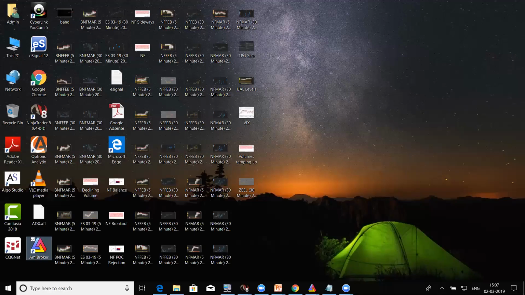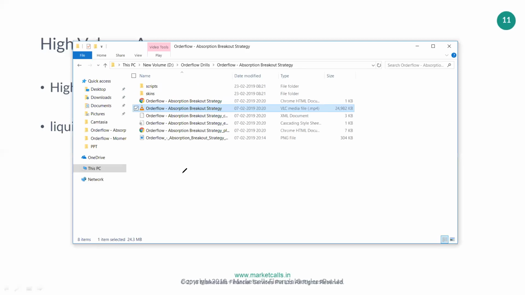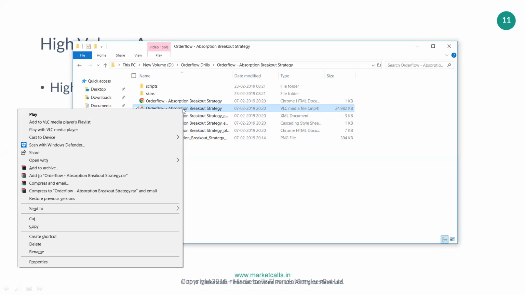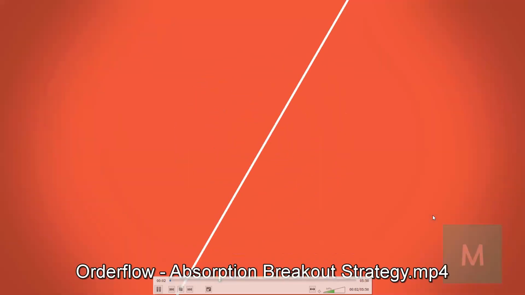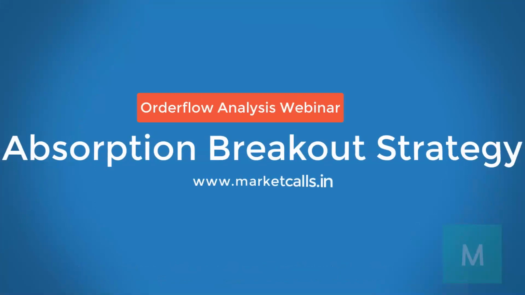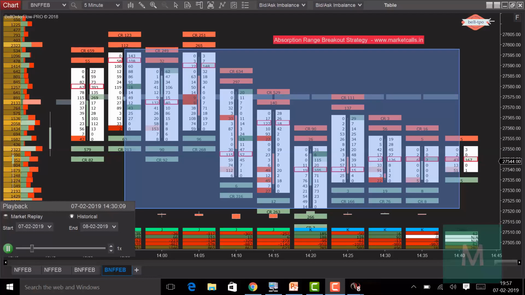One of the strategies I'm going to discuss here is the absorption strategy, which I ran a couple of minutes back. I'm going to rerun it to check how an absorption happens in the markets, how the transition from absorption to initiative action happens, and what subtle differences one can measure from this example. The strategy we are going to look into is the absorption breakout strategy.